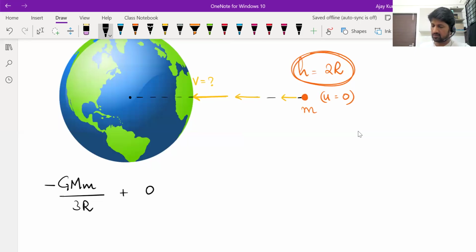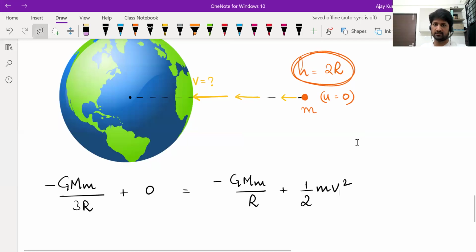Okay. The particle is released from rest, so initial kinetic energy is 0. Planet's kinetic energy is anyway considered to be 0. Finally, at the instant when we want to find out the speed of the object, it is just on the surface of the planet. So final potential energy will be minus GMm by R. And final kinetic energy is what we need actually, half m v square, assuming v is the speed of the object just before it hits the surface.